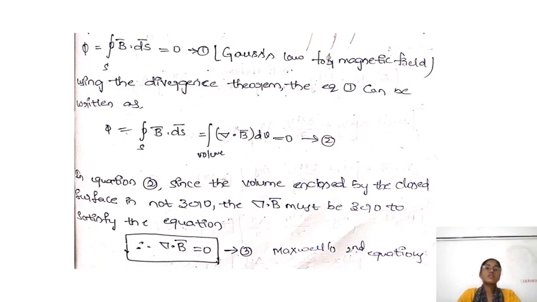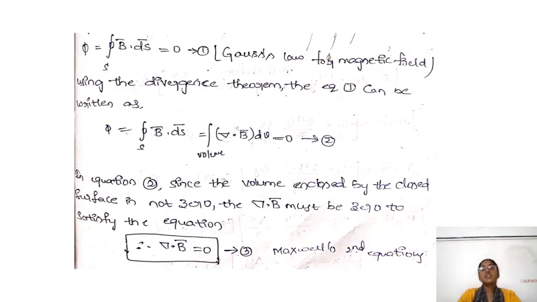flux is equal to the closed surface integral of B bar dot dS bar, which is equal to 0. That implies equation 1, Gauss's law for the magnetic field. Using the divergence theorem, equation 1 can be written as phi is equal to the closed surface integral of B bar dot dS bar, which is equal to the volume integral of divergence of B bar dv, which is equal to 0.